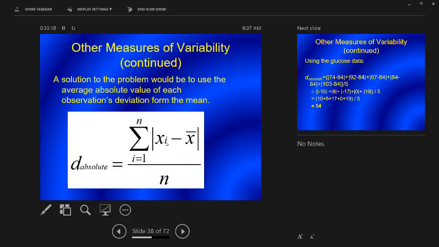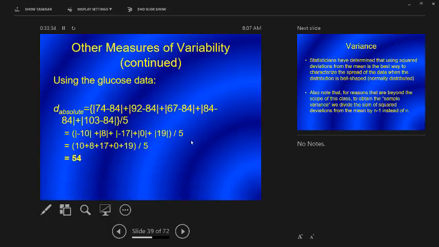So you see here, take every observation 1 through n, subtract it from the mean, and take the absolute value. In other words, if it was negative 10, it becomes a positive 10. Then add up all the absolute values of the differences from the mean, and get the average of that. Would that work? So let's see.